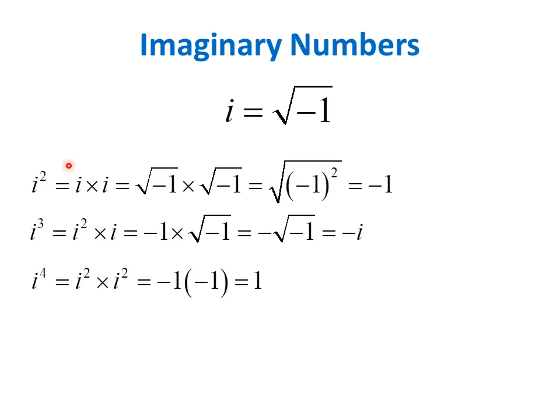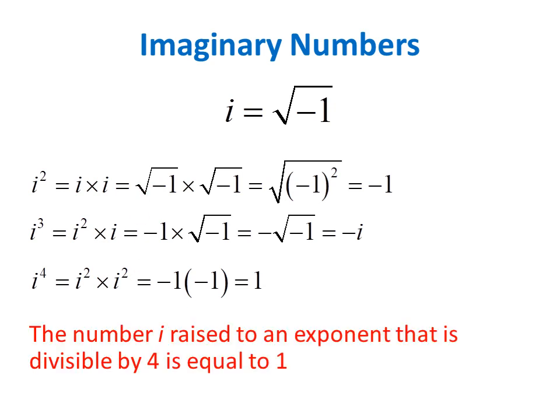Again, let's recap. i squared is equal to -1. i cubed is equal to -i. And i to the 4 is equal to 1. So we have to remember these three results. Now, based on the last case, we can say that if the number i is raised to an exponent that is divisible by 4, the entire expression is automatically equal to 1.